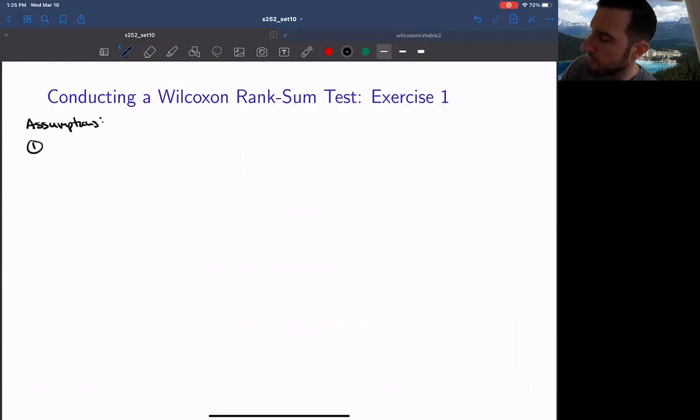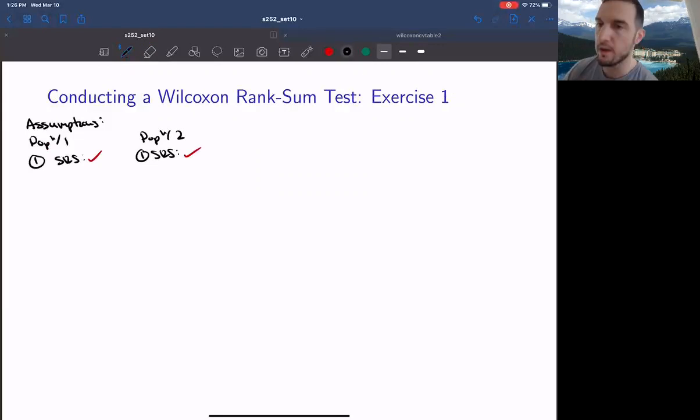we have the first one is SRS for each population. So we'll call this population 1, population 2. Okay, so we were told earlier that these were both simple random samples and that they're independent. We know they're independent because it's a collection of female and male professors in each population. So that would imply independence in the context of how we discuss it.